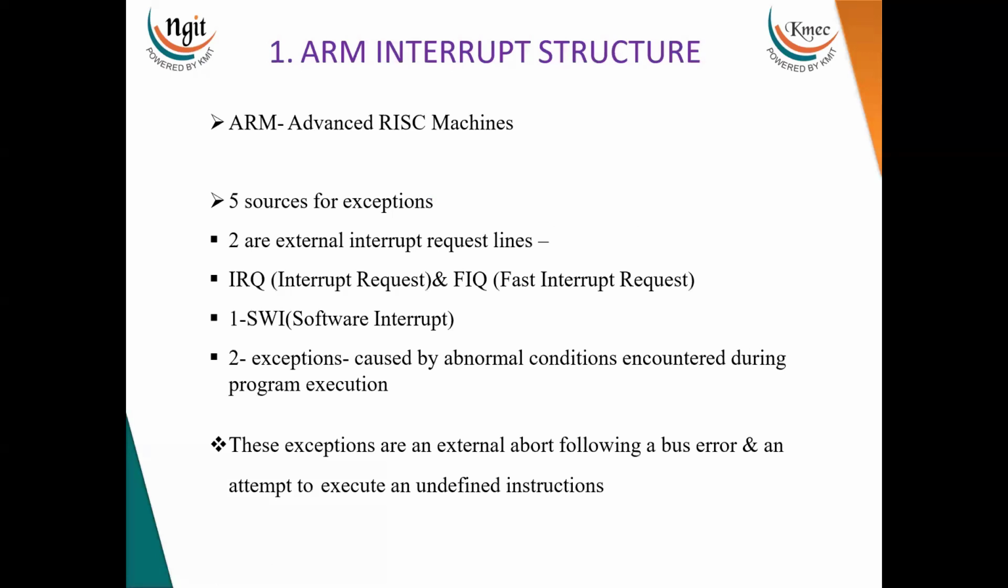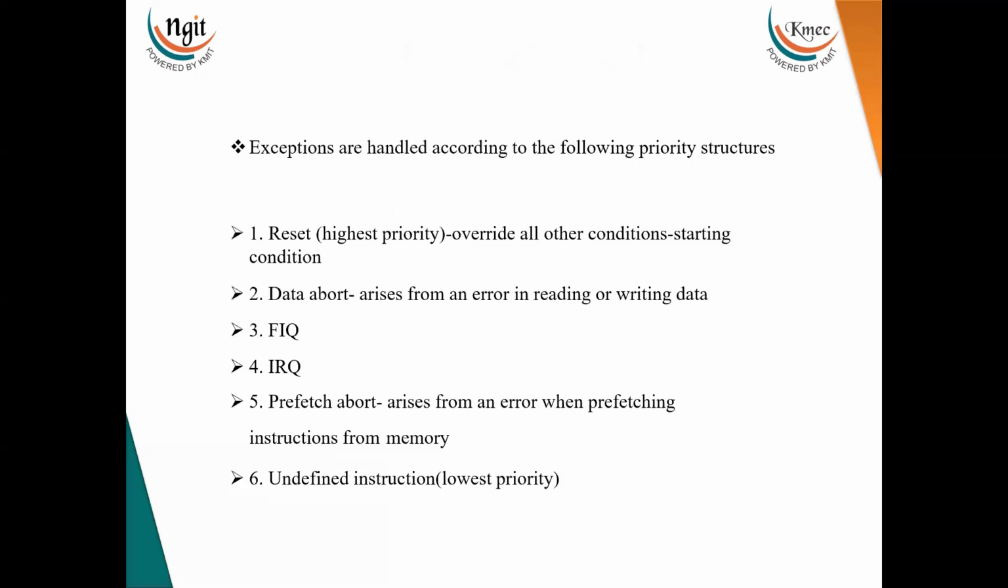Now ARM is an Advanced RISC Machine. In this processor, there are a total of 5 sources of exceptions. For external interrupts, request lines are there: one is IRQ and the second one is FIQ. Then one software interrupt, and 2 exceptions caused by abnormal conditions encountered during program execution, like if any errors occur in data reading, writing, and prefetching instructions. At that time these 2 exceptions will occur.